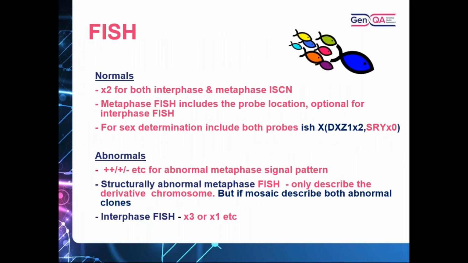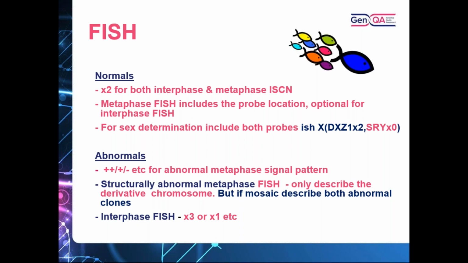When it comes to reporting FISH, there's ISH for both interphase and metaphase FISH ISCN. Metaphase FISH includes the probe location, and it's optional for interphase FISH. There are examples in the book. For sex determination, you have to include both probes. So you would have to put ISH Xc and say there was no SRY present. There are examples where there's an abnormal X, a Y in the ISCN, so you do look at them all because there is a rule there as well.